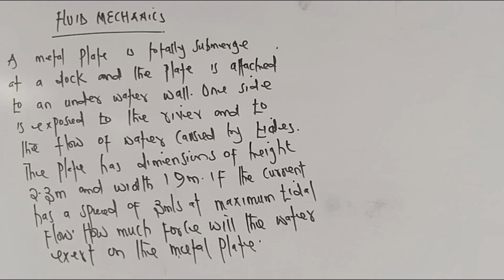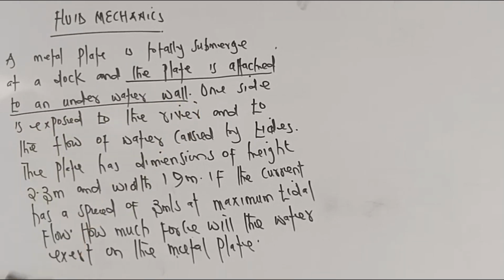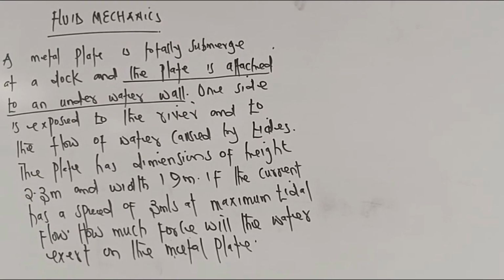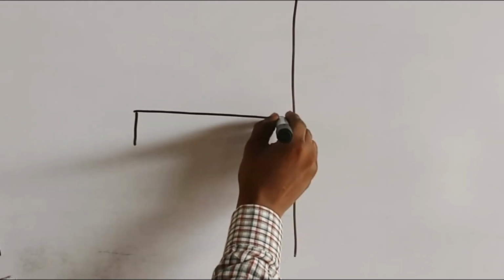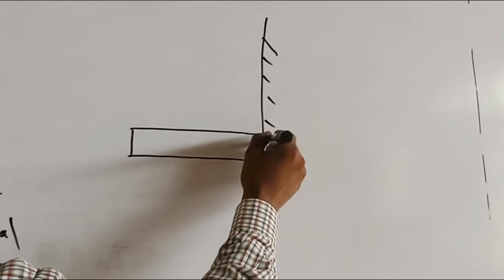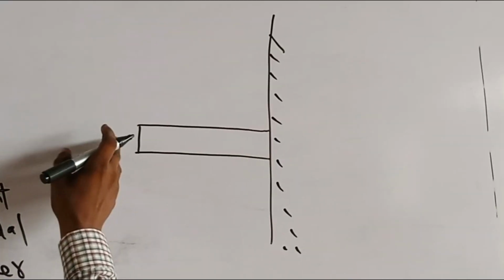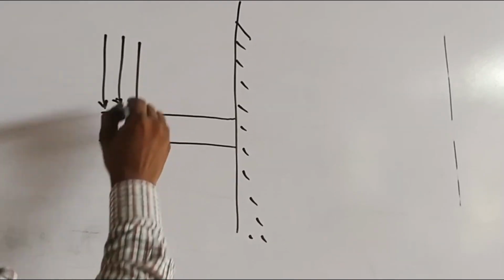So let's try to draw a diagram to depict what the question is saying, that the metal plate is attached to an underwater wall. They attached a metal plate to it. Then this is the metal plate, and this is the wall. With one side exposed to the river, there will be flow of water against the metal plate.